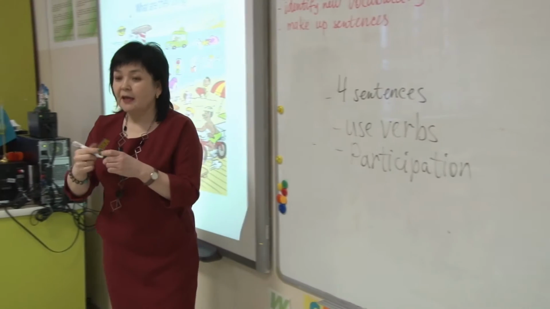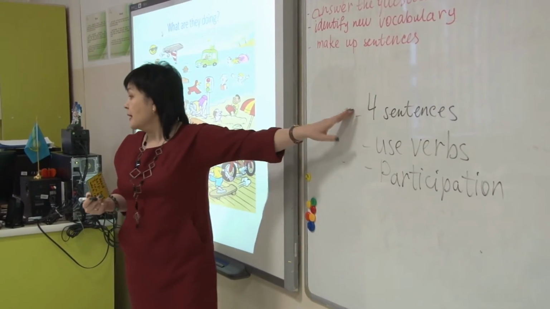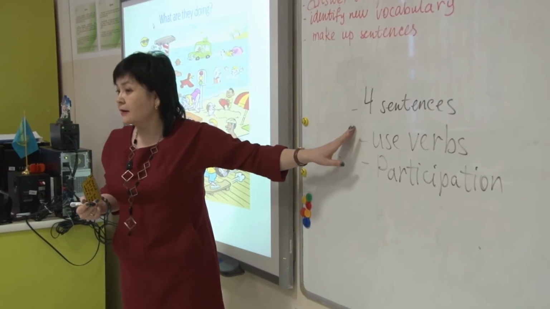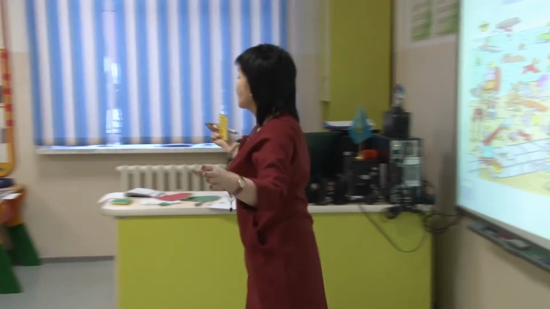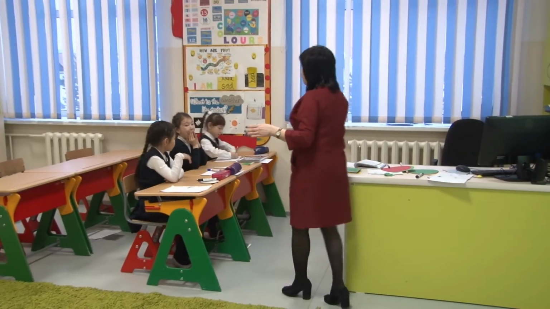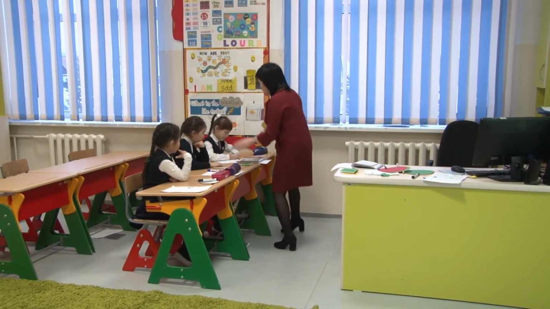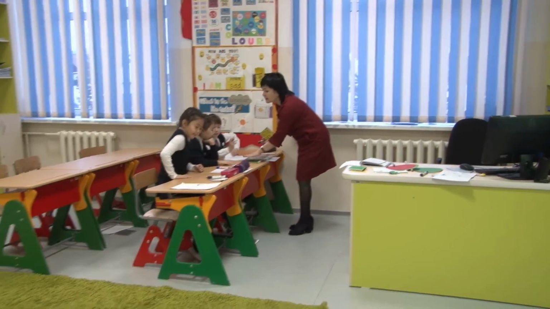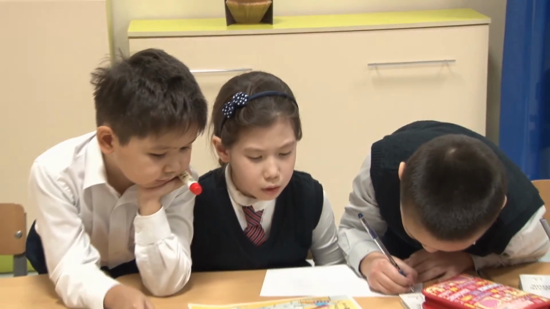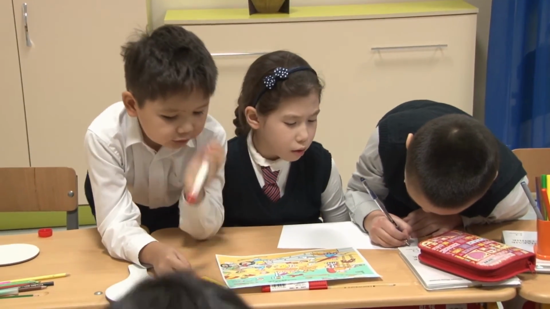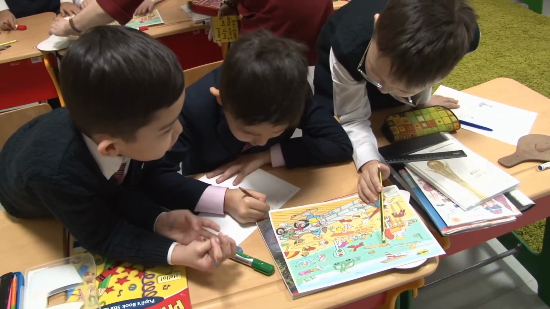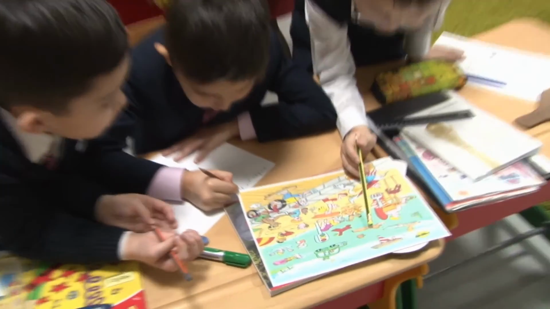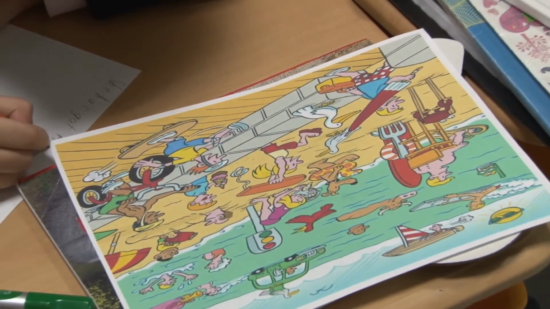Participation is important. Now attention. So these are your success criteria. Okay? So please start working in groups. Start working in groups and making up sentences. Discuss together, come closer and discuss. Cow is swimming.